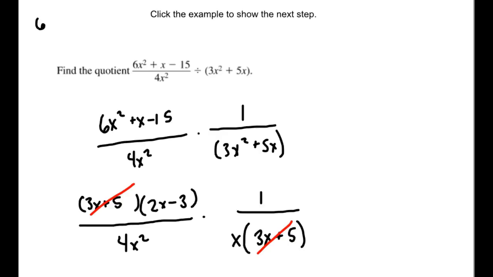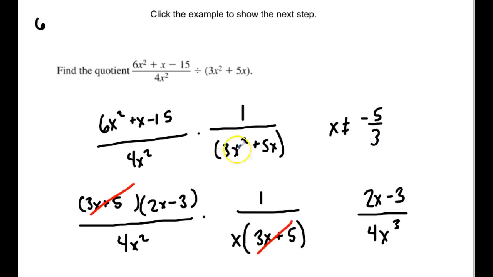So now let's go ahead and do this multiplying. So I end up with 2x minus 3. And then I have in my denominator 4x squared times x, which gives me 4x cubed. Okay, so there's my final answer. Except I have to go back and see where I can't have an x value, right? My excluded values. So I know that if I deal with this part right here, x cannot equal negative 5/3.